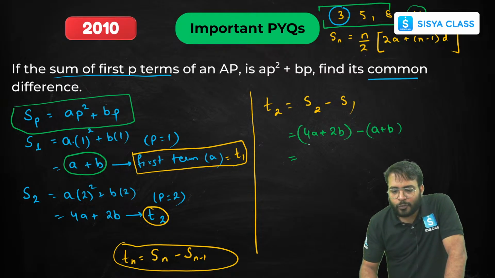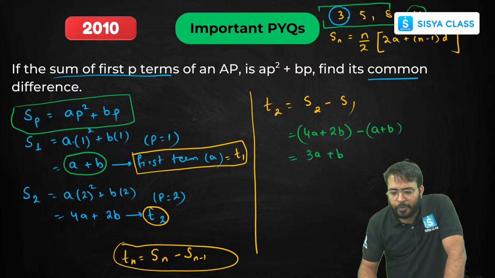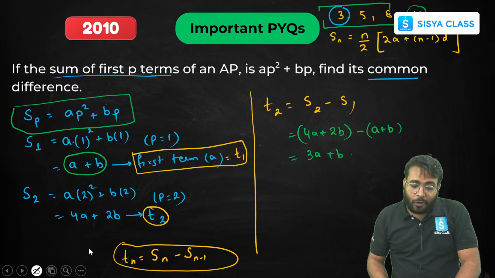अब इसको आप सबट्रैक्ट करो बेटा, क्या आएगा? 4a minus a, it is going to be 3a, right? And 2a 2b minus b, it is going to be b, okay? So second term बेटा आपके पास a है। अब मुझे कॉमन डिफरेंस फाइंड आउट करना है, राइट?